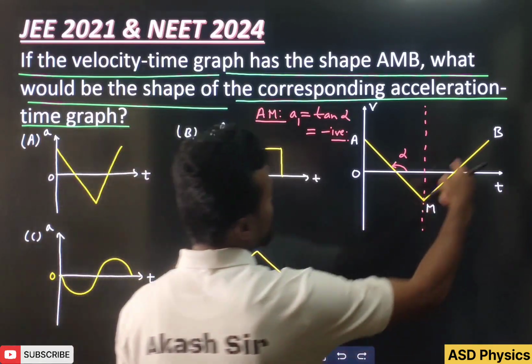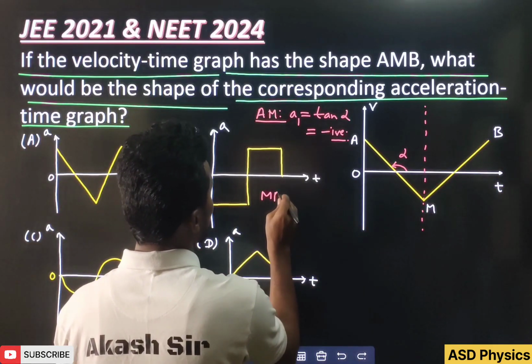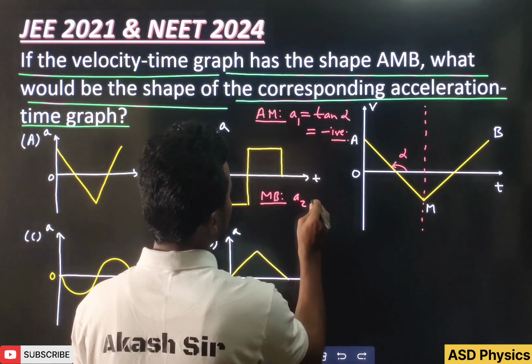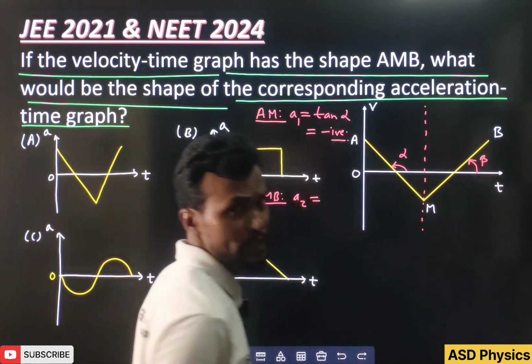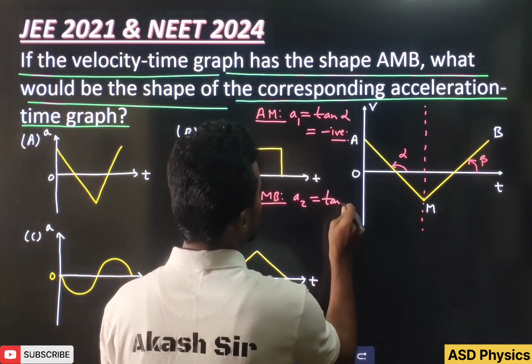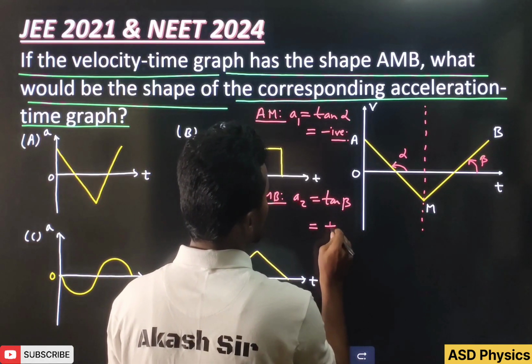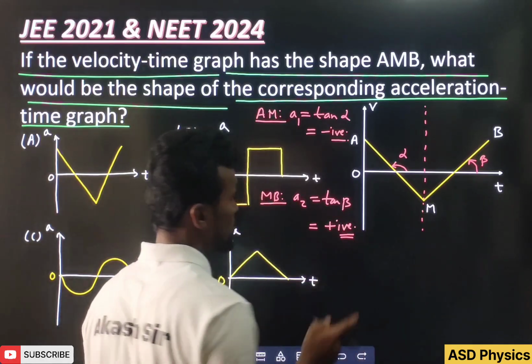Similarly, if I talk about M to B, let's take the acceleration as A2. Here slope is always the anti-clockwise angle. Let's take beta. So A2 will be tan beta, an acute angle. So here acceleration will be uniform but positive.